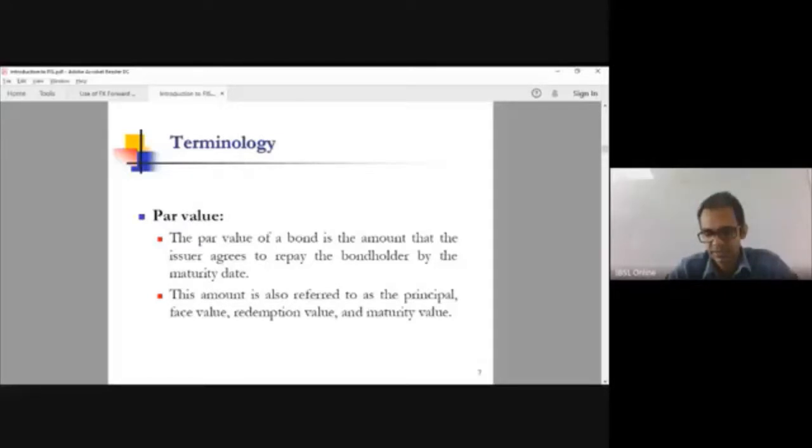But the issuer, in this terminology, specifically says at the beginning, this is the amount that I'm going to pay back to you as the capital, not the interest. What is the amount the borrower agrees to pay back as the capital? That is what we call the par amount. Or sometimes we call it the principal, or the face value, redemption value, or the maturity value.